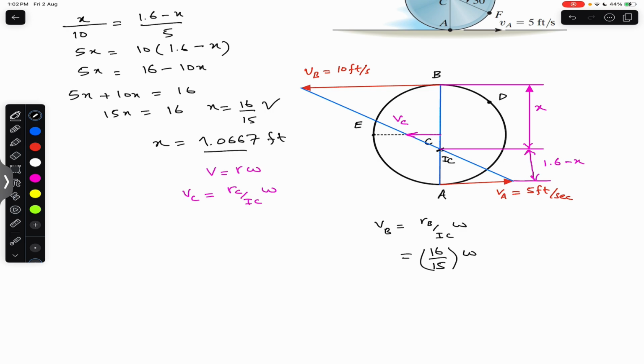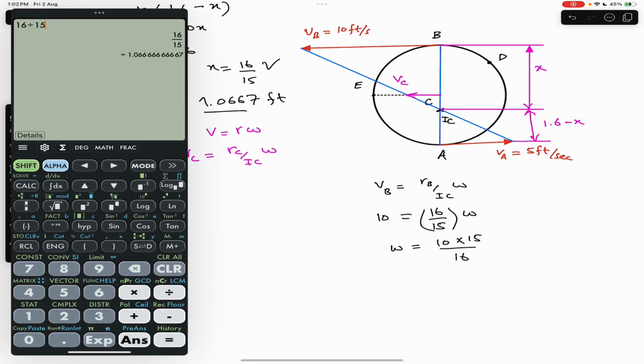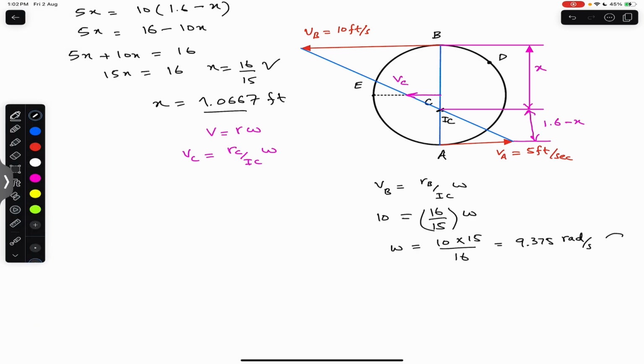Omega is not known, which is the angular velocity of the disk, and VB is known, which is 10. So from this, we can say that 10 multiplied by 15 divided by 16 is the omega. So this gives us omega equals 9.375 radians per second. And this angular velocity is in the counterclockwise direction.